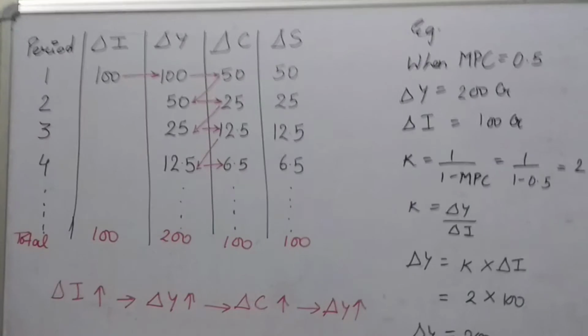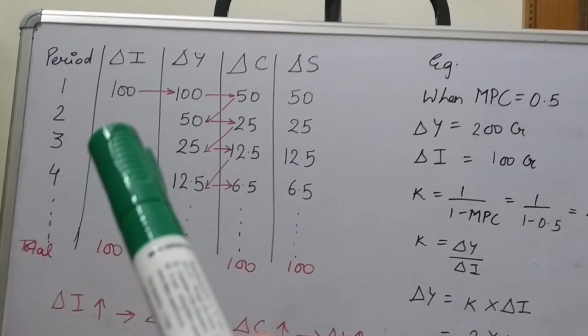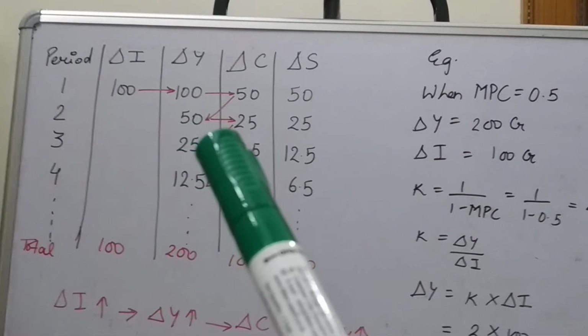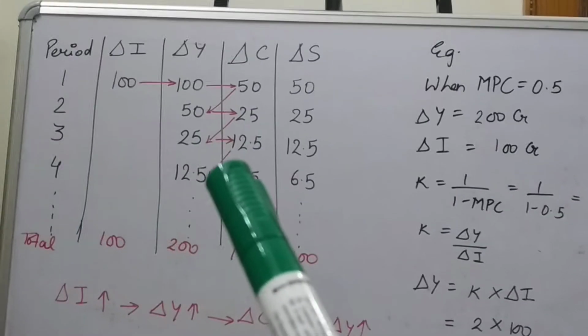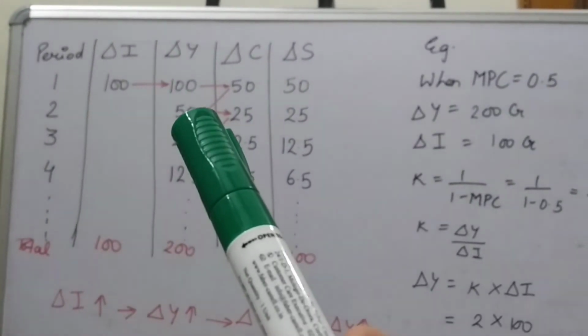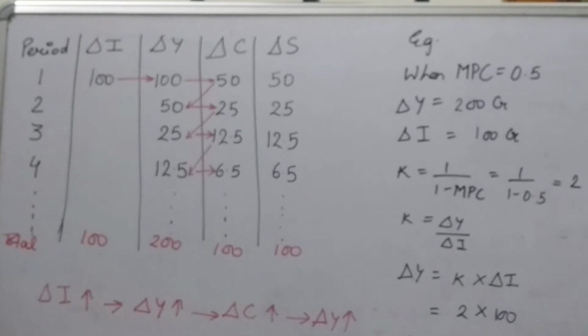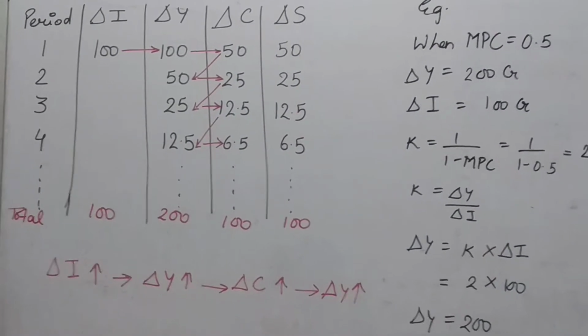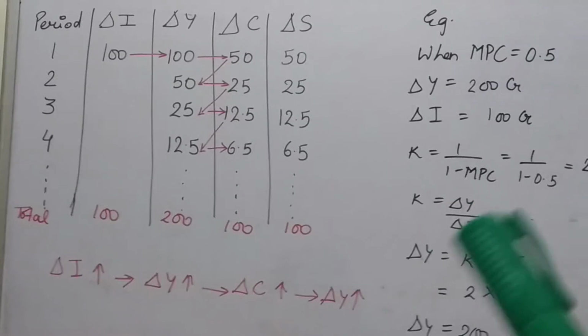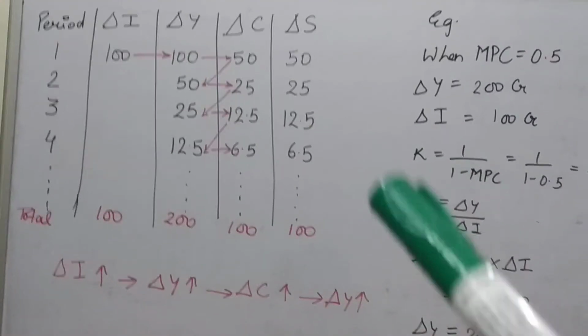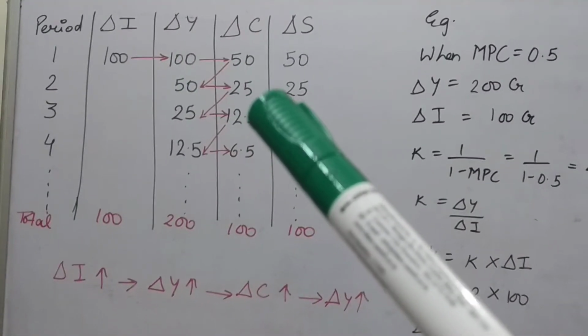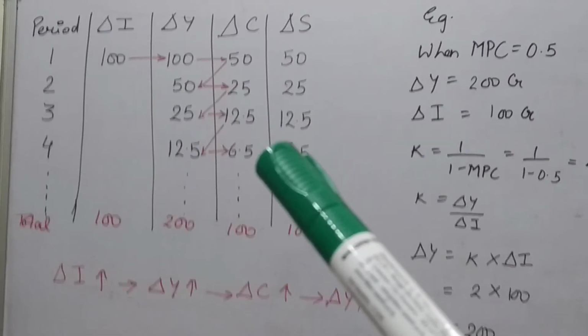Now arrow dekho. Here you can see when the investment of 100 crore is done, so the change in income is also 100 crore in the first round. And if MPC is 0.5, then consumption will rise. The consumption will increase by 100 into 0.5 equals 50 crores in the first round, and 50 crores will be saved.